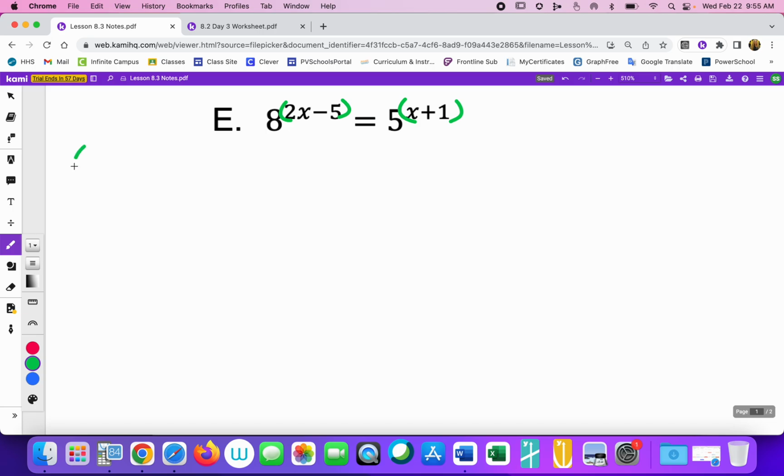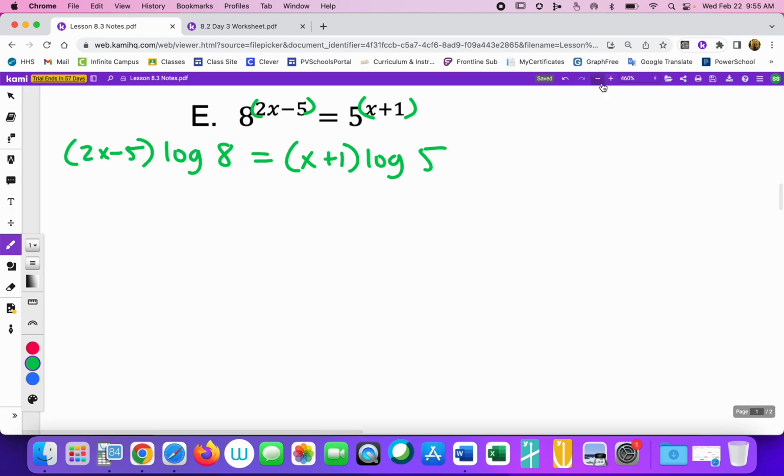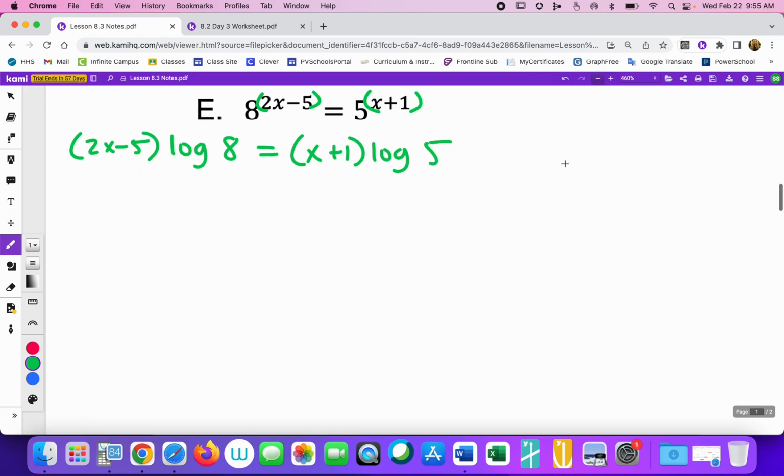organized. So you're going to have 2x minus 5 times log of 8. So I put the log in, brought the exponent down in front. And then similarly over here, putting the logs in and bring the exponents down. So if you want to do both at the same time, you can. Okay. Just stay organized. So any question on that? So it'll just save you a line on your homework.